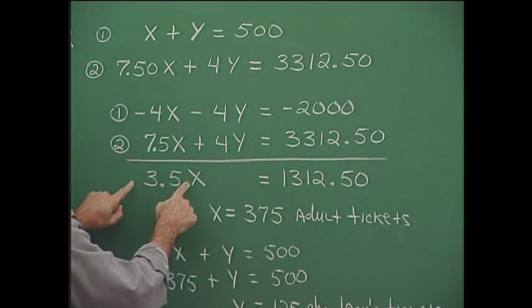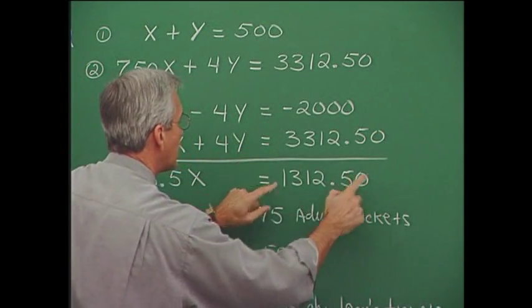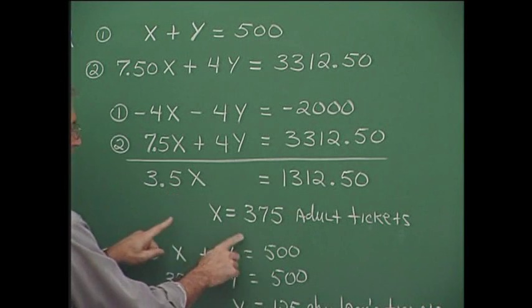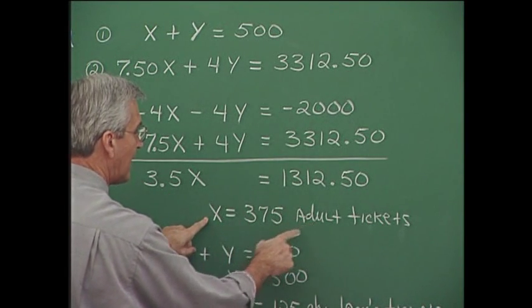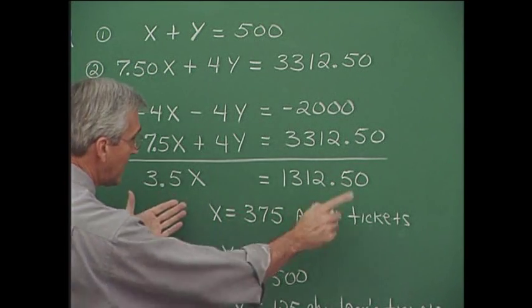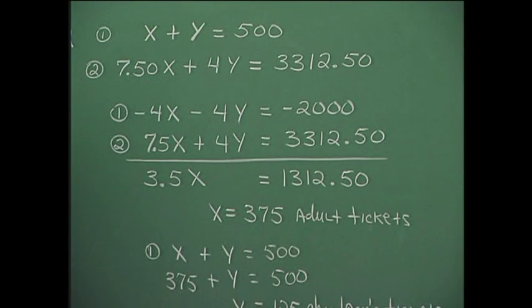-4 with 7.5x is 3.5x. Then collecting here, we get 131250. And then dividing on both sides by 3.5, we find x to be 375. Now, x stood for the number of adult tickets, so we label this as 375 adult tickets were sold.